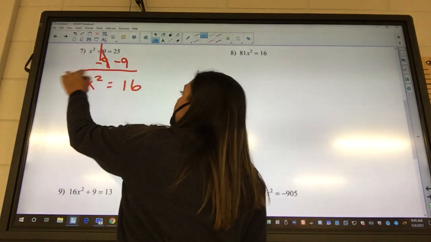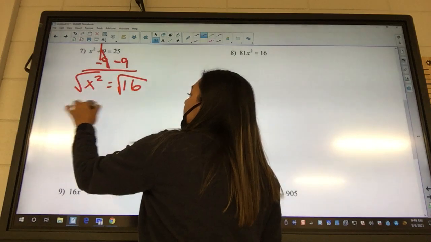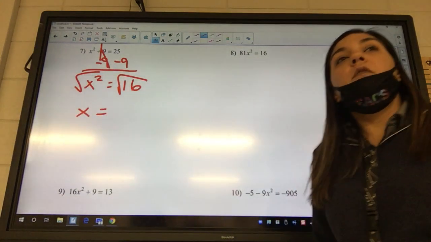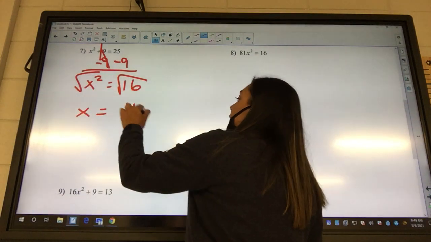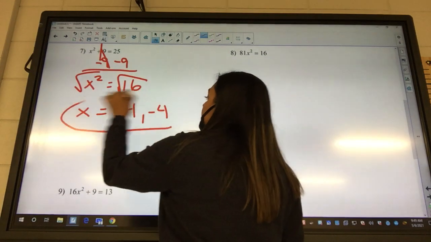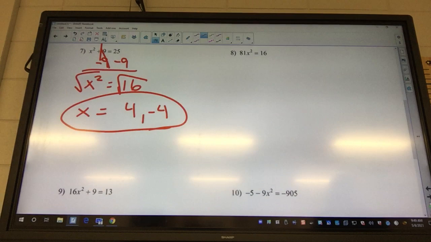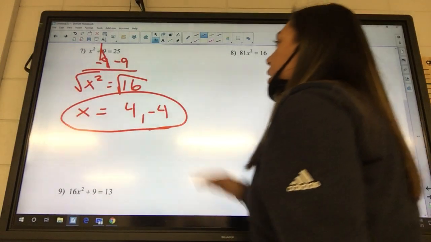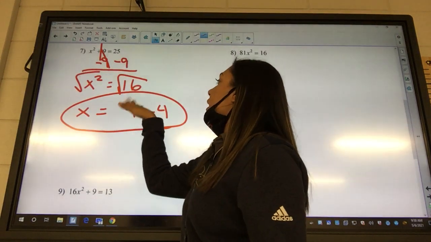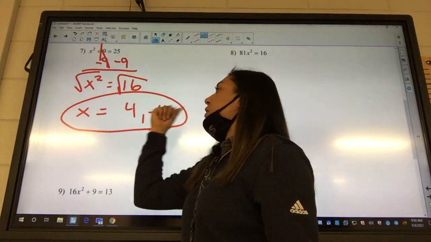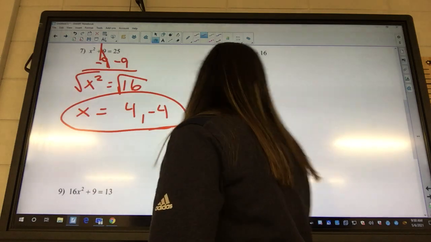Yeah, so we can say square root. On the left, we're going to have x equals positive 4, negative 4. Okay. Why do we have two answers? Because it could go either way, maybe two negatives or two positives. Yes, so you could say 4 times 4 gives you 16, or negative 4 times negative 4 also gives you 16.